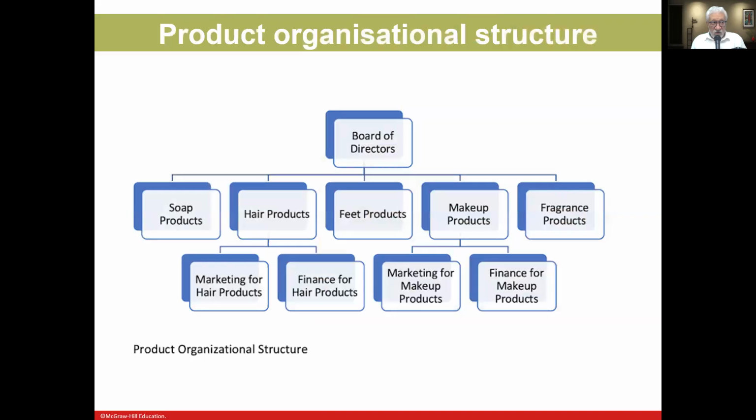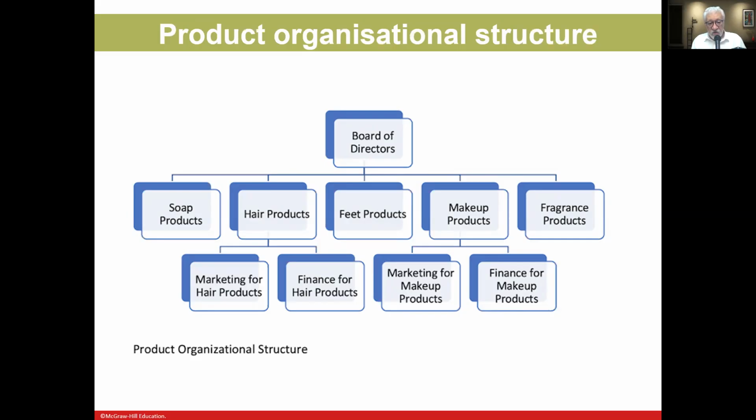Here's another picture of a product organizational structure. And now we're saying the products are soaps and hair products and feet products and makeup and fragrance. Those are all product classifications. And we're saying that you can find a marketing department in hair products, for example, as well as a marketing department for makeup. The only regrettable thing here then is that you have two marketing departments. And that's going to be more expensive than having one marketing department.